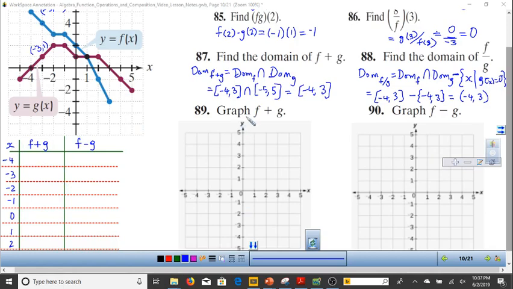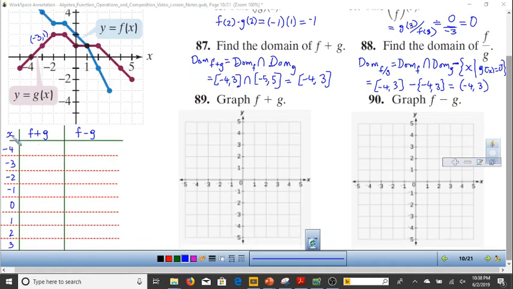Now, the next part is to graph f plus g and f minus g. So let's see if we can get through some of that one right now. F plus g and f minus g. So what we do first is we will list out our key x values, which are just their points since it's line segments. We start from the lowest x value, negative 4, to the highest x value, 3. Those are the boundaries of our domain. And then what we're going to do is we're going to plug those into each function, and then we're going to determine the result. So let's take a look.